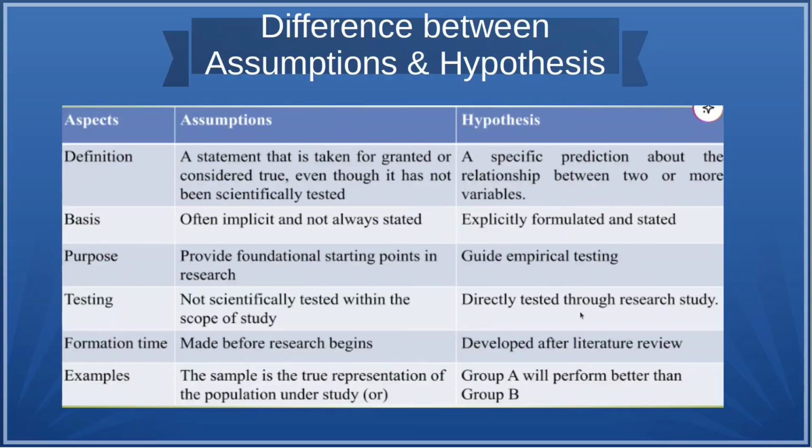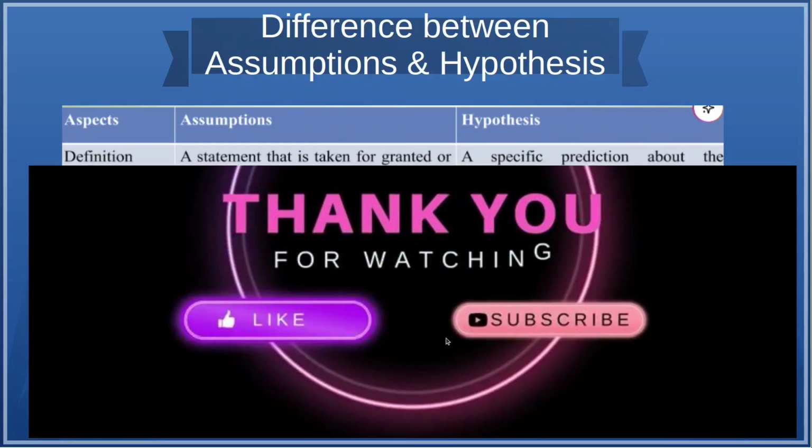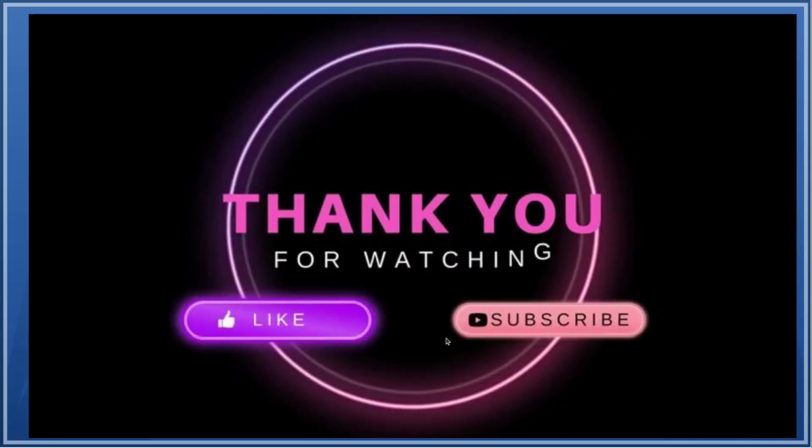It will provide empirical testing results. Testing: assumptions are not scientifically tested within the scope of study, but hypothesis is directly tested through the research study. After completing the study, you have to tell whether your hypothesis is achieved or not. Formation time: assumptions are made before research begins. Here, hypothesis is developed after the literature review. Examples: the sample is the true representation of the population under study. Here, group A will perform better than group B. Like this, you have to formulate the hypothesis. Those are the differences between assumptions and hypothesis.